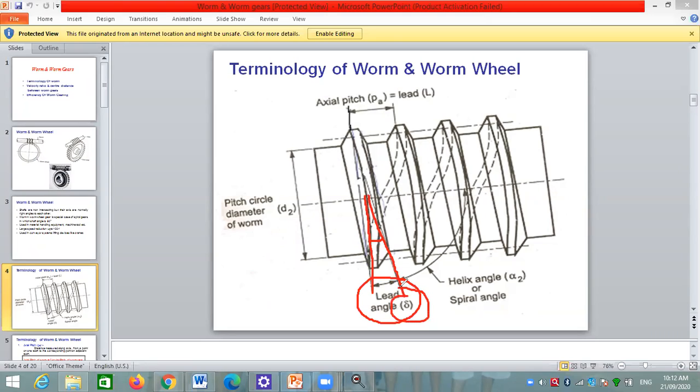Lead angle is delta, and it is the angle made by the helix of the worm with the plane perpendicular to the axis of the worm. Then the next terminology is helix angle or spiral angle.